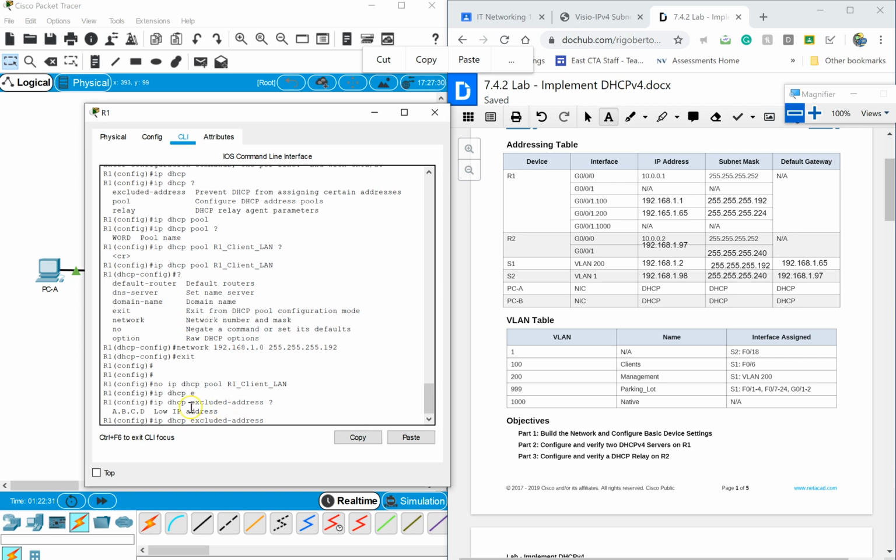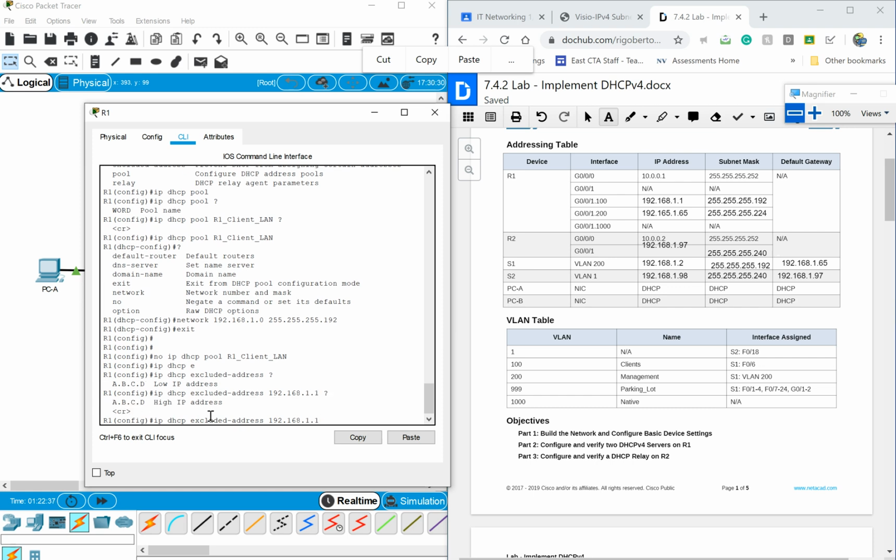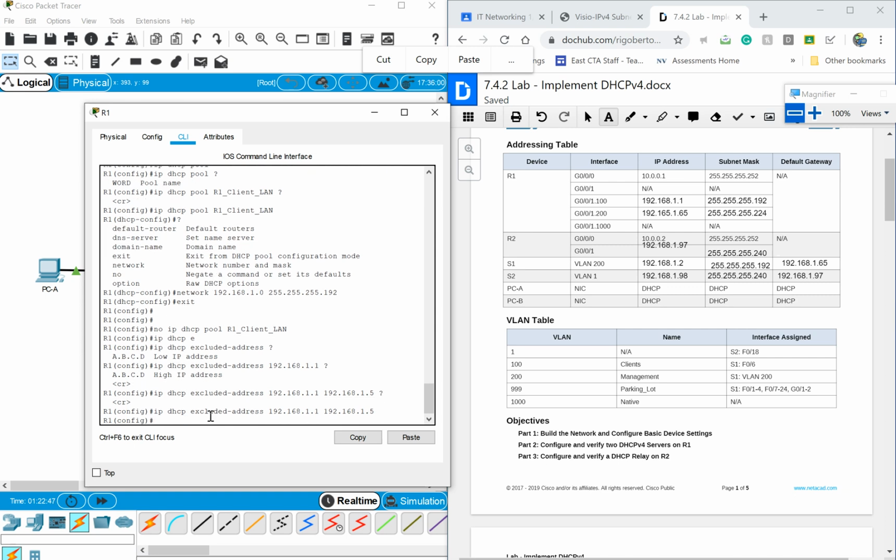So if I did a question mark right there, it's going to say the low IP address, which is 192.168.1.1. And if I do another question mark and say, what's the high address? In other words, what's the end address? 192.168.1.5. All right, question mark. That's it.